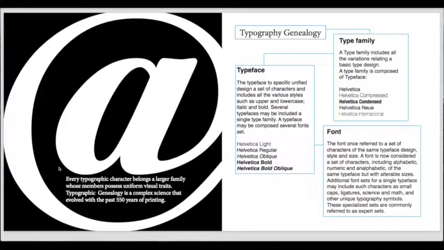Font. The font once referred to a set of characters of the same typeface design, style and size. A font is now considered a set of characters including alphabetic and numeric characters of the same typeface but with alterable size. Additional font sets for a single typeface may include such characters as small caps, miniatures, ligatures, and math, and other unique typography symbols. These specialized signs are commonly referred to as expert sets.